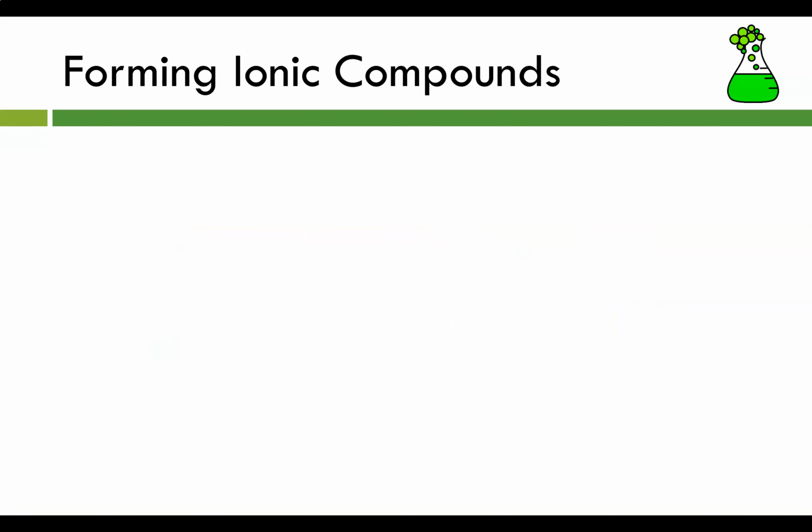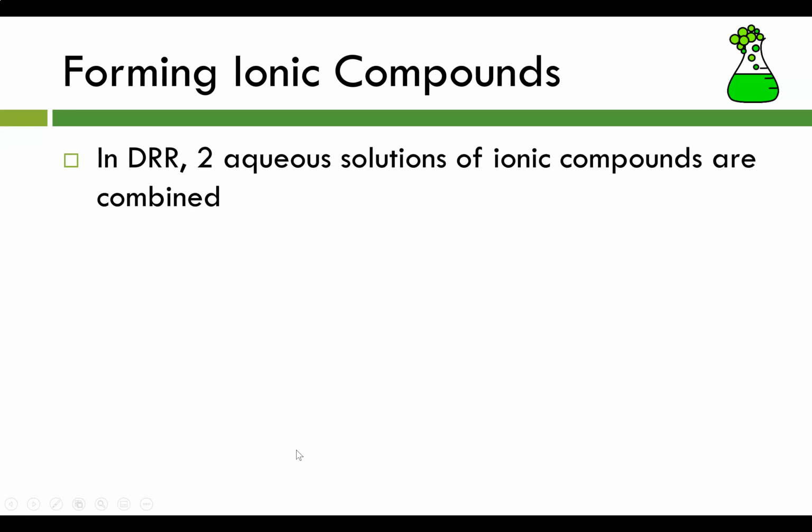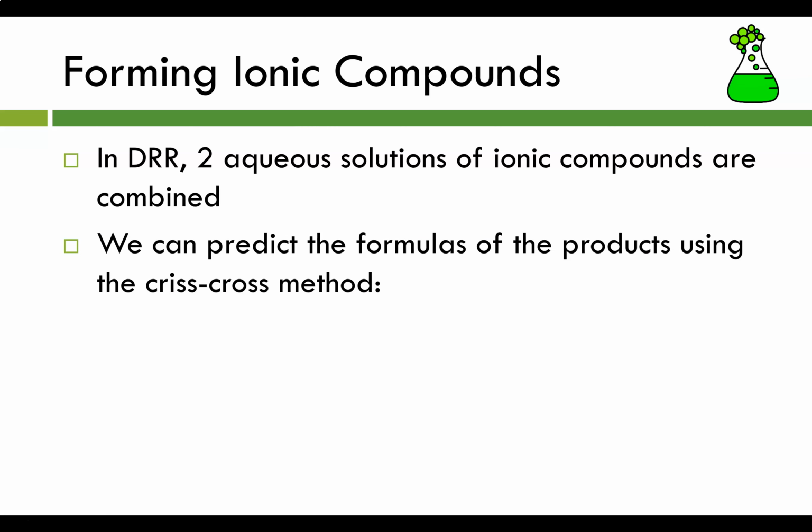In a double replacement reaction, we'll take 2 solutions of aqueous ions and we'll mix them together. And sometimes you end up producing a precipitate. You form ionic compounds. So let's talk about how to do that. So we're going to combine our 2 solutions of aqueous ionic compounds. And we can predict the formulas of the products that will form using the criss-cross method, basically just the reverse of what we did with dissociation.